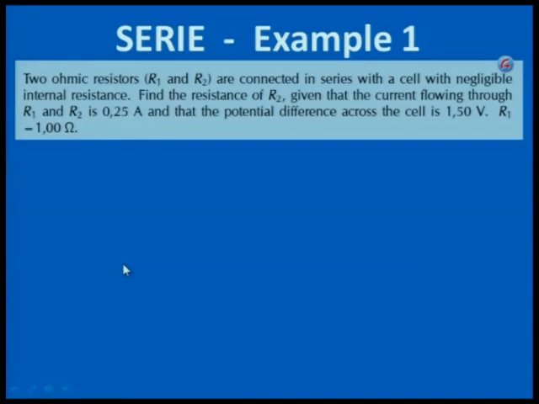Okay, let's do a quick example. Two ohmic resistors R1 and R2 are connected in series with a cell with negligible internal resistance. Find the resistance of R2 given that the current flowing through R1 and R2 is 0.25 amperes and that the potential difference across the cell is 1.5 volts. R1 is equal to 1 ohm.